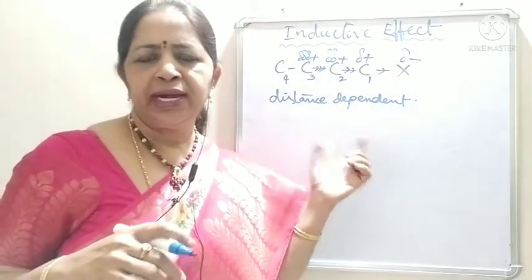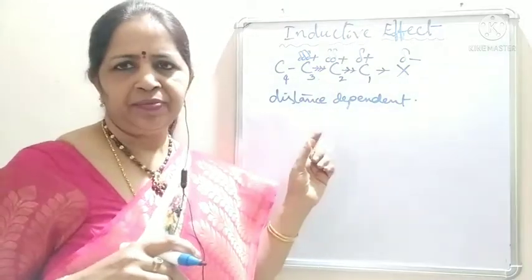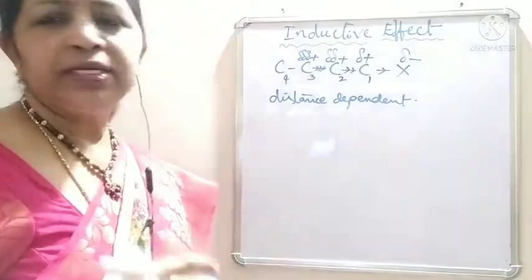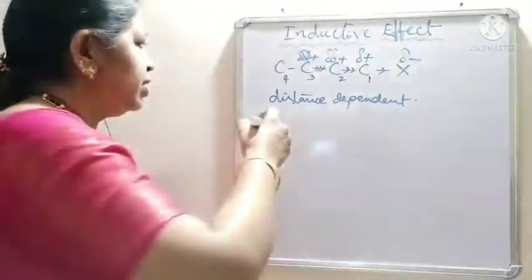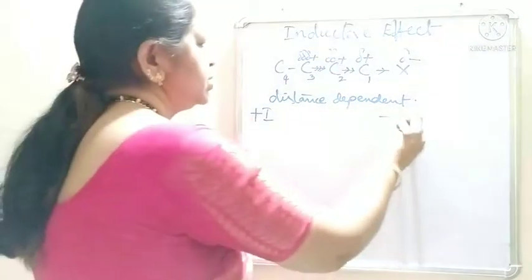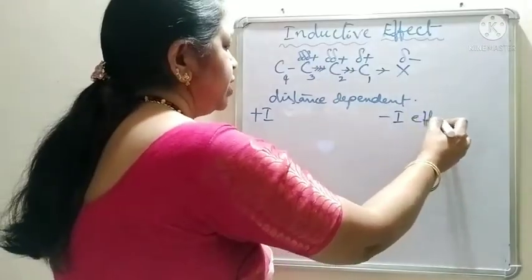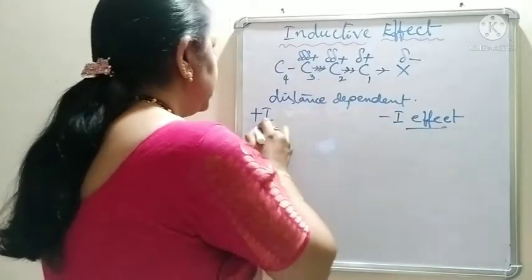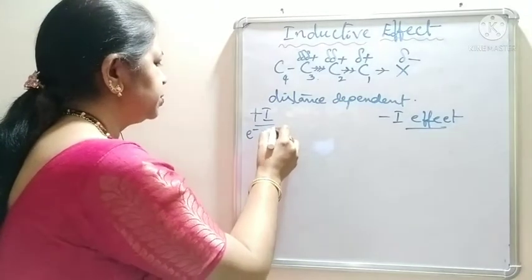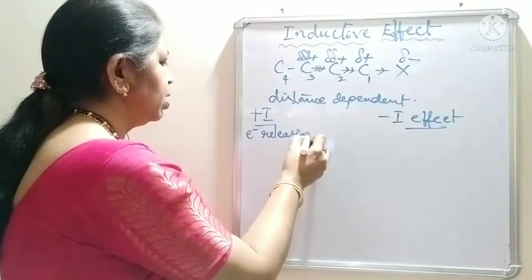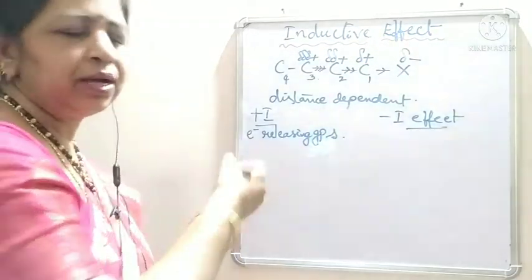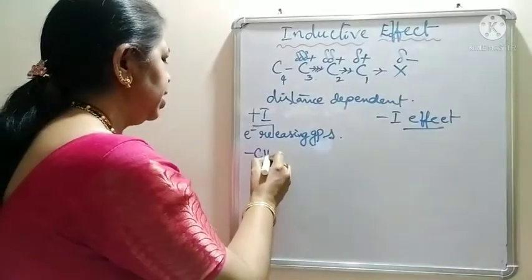This is the displacement of sigma bonded electrons along the carbon chain, which is known as inductive effect. Inductive effect is of two types: plus I effect and minus I effect. Plus I effect is caused by electron releasing groups. Electron releasing groups cause plus I effect. Electron releasing groups are alkyl groups, mostly.